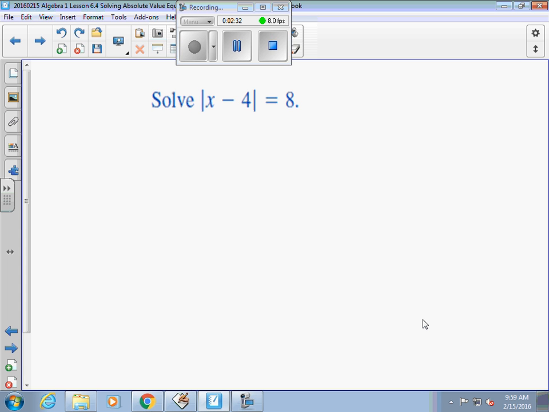On the back side, do this problem. x minus 4 equals 8. Do it just like the example. Take about 45 seconds.